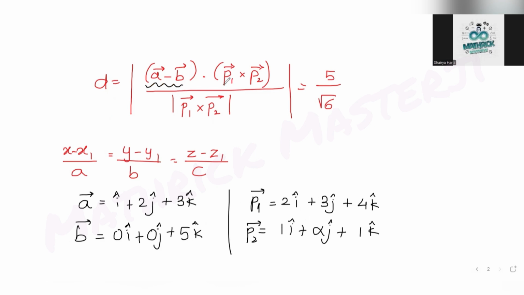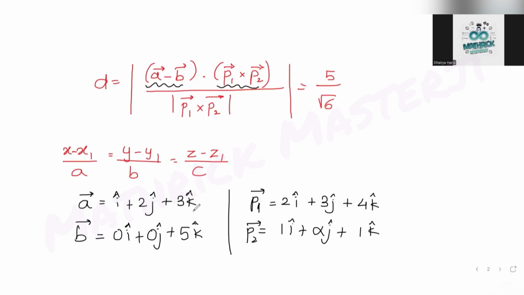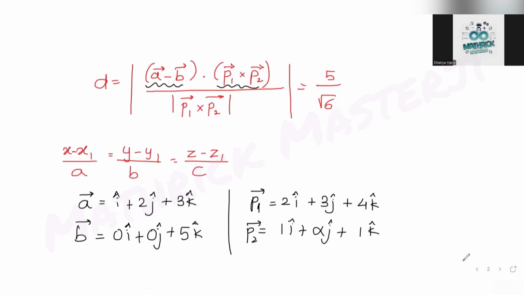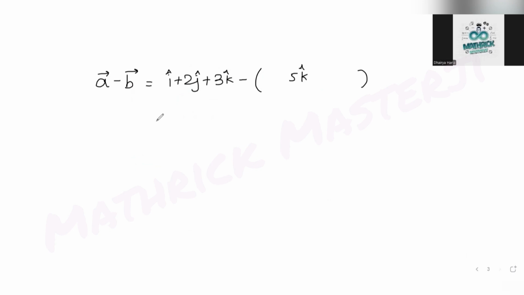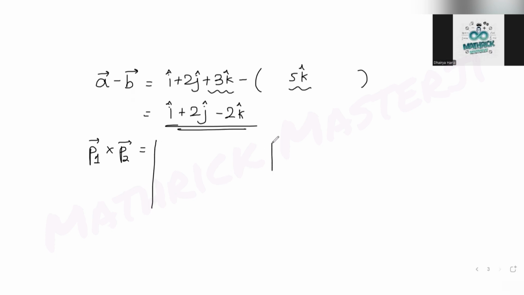First let's individually find this, and the modulus of this. A vector minus B vector: A vector is i plus 2j plus 3k, minus B vector, which is 0 plus 0 and 5k. So I get i plus 2j plus 3k minus 5k, so minus 2k. So I have A minus B. Now I want to find the cross product of P1 and P2. Let's do that also.